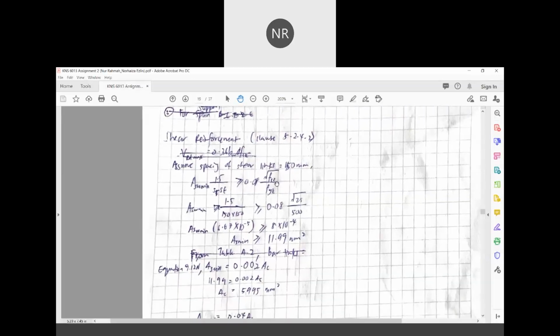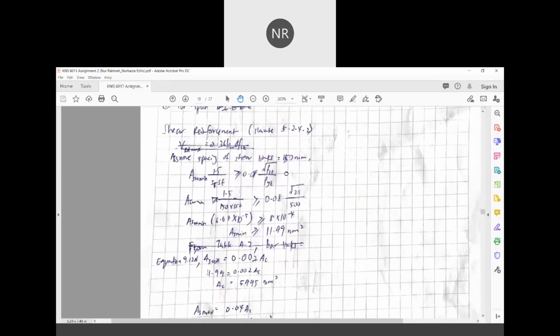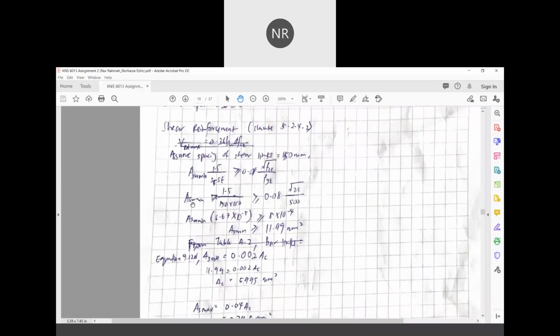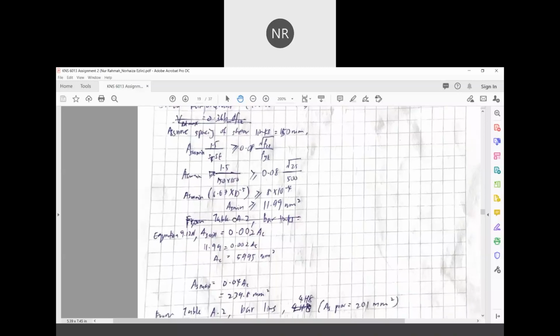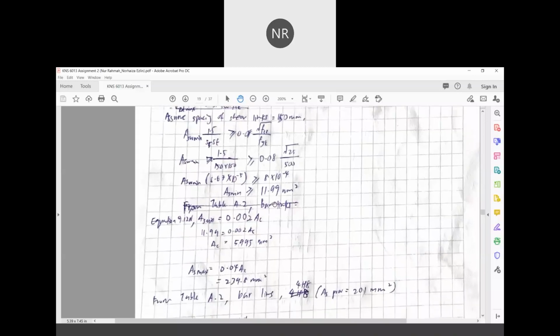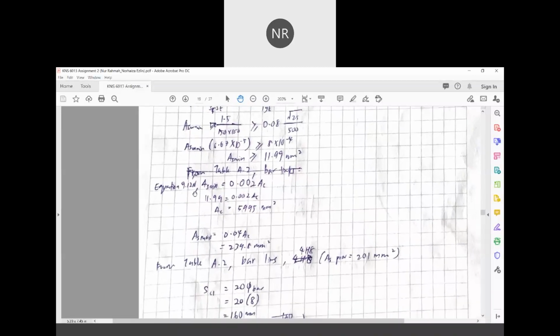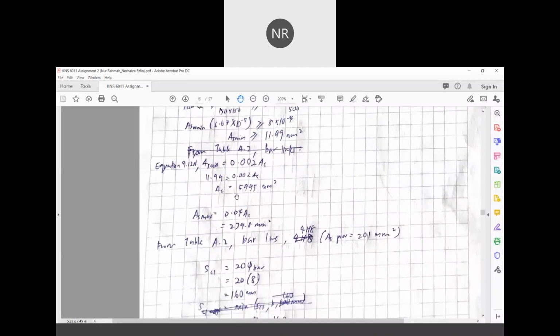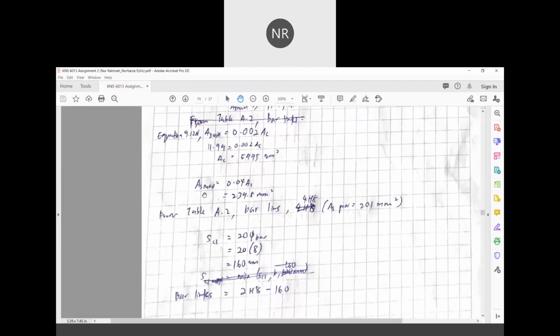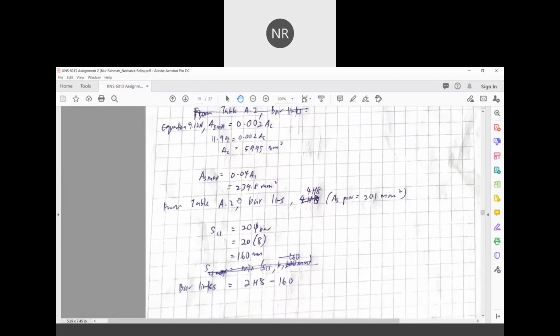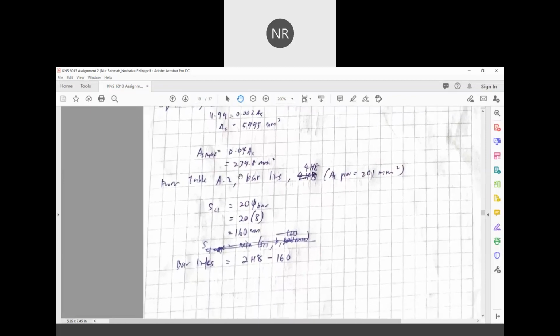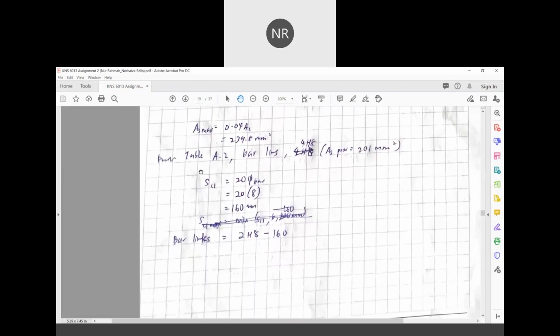So we assume the spacing of the shear links will be 150 millimeter. From the equation, we can get our value for area minimum to be 11.99 millimeter square. And then from Eurocode equation 9.12m, the value for Ac is 5,995 millimeter square. Also, we can have our value of As maximum as 239.8 millimeter square.